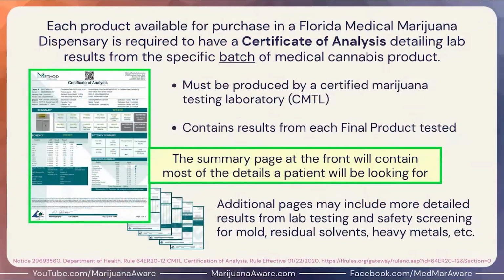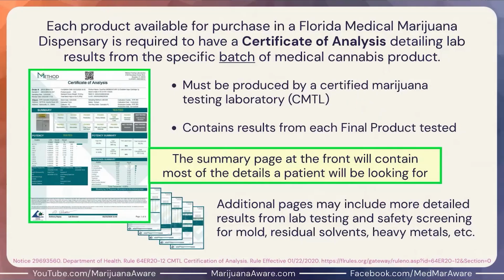Now, what is a certificate of analysis? Medical marijuana dispensaries are required to have what they call a certificate of analysis, or a COA. What that does is detail the specific batch of medical cannabis product and give you a description and also the testing that's been done on that particular product. That is done by what they call a certified marijuana test lab, which is a CMTL, and the results are for the final product that is tested.